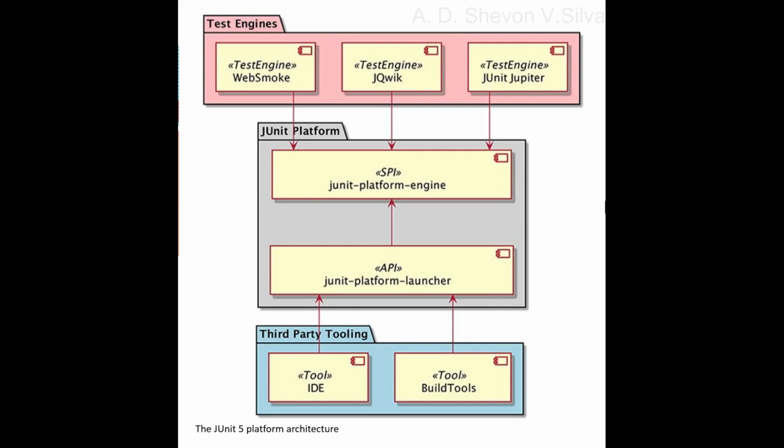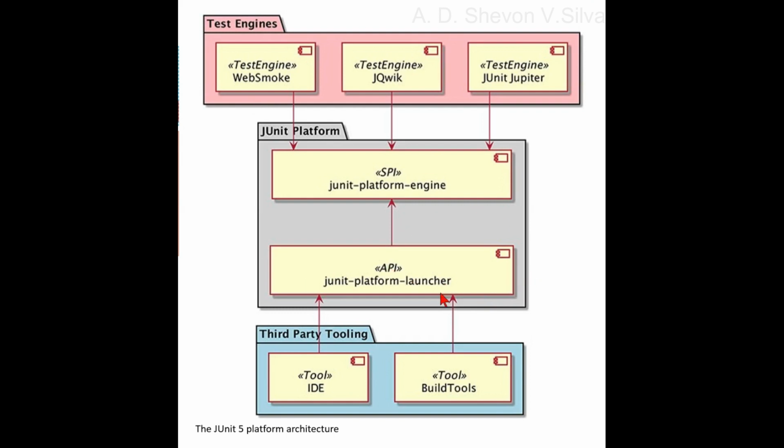An annotation-based API, JUnit Jupiter API, for test authors, which would be similar in look and feel to the JUnit 4.x generation, but with a more flexible extension model. The first two are the core components of the JUnit 5 platform.